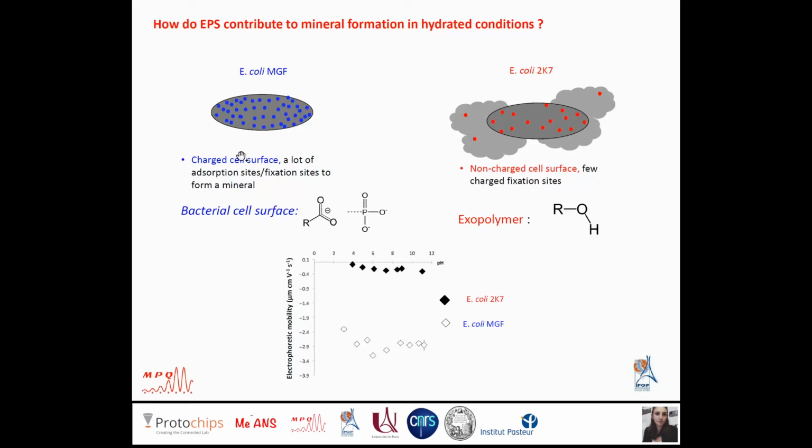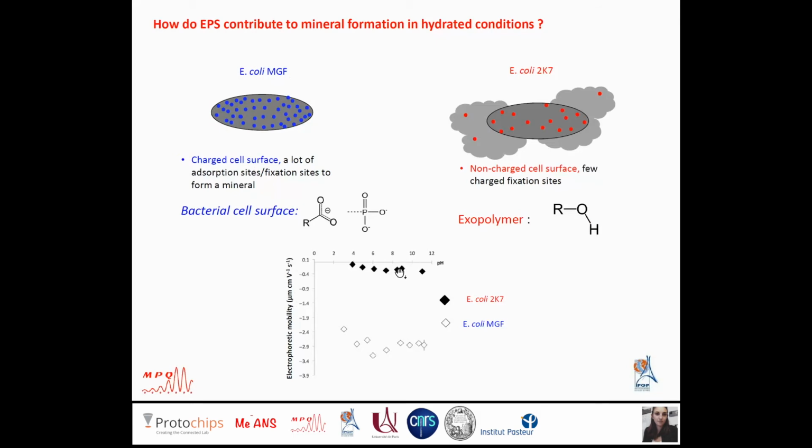The two bacterial strains also differ by the abundance of charged chemical functions on their surface. To illustrate it, the electrophoretic mobility, which is generally used to measure the overall charge of the surface, is used to characterize this abundance of chemical functions. Here, for example, you see that the electrophoretic mobility of Escherichia coli MGF is about 10 times lower than the one of Escherichia coli 2K7.